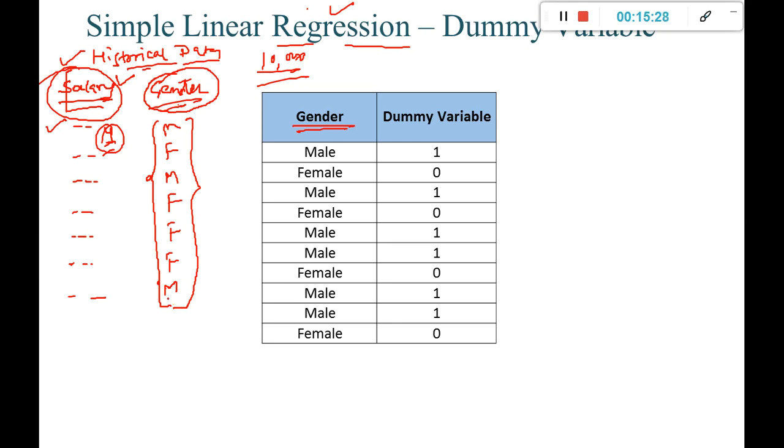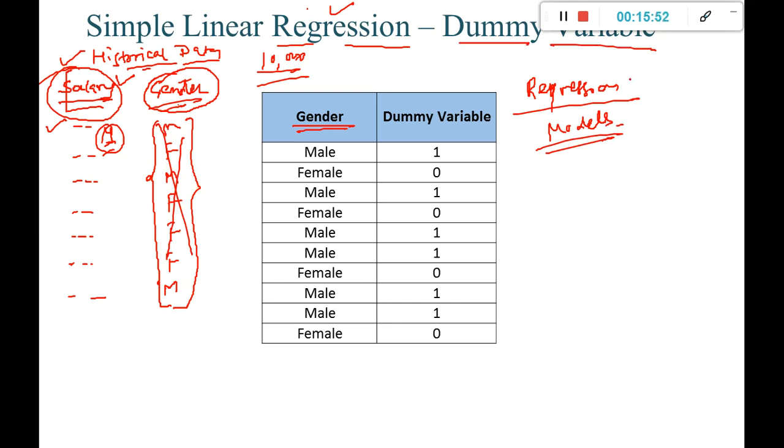Now regression models don't understand this text data. That is why you have to convert this text data into dummy variables. What is the meaning of converting it into dummy variables? It is simply converting it into numerical format.